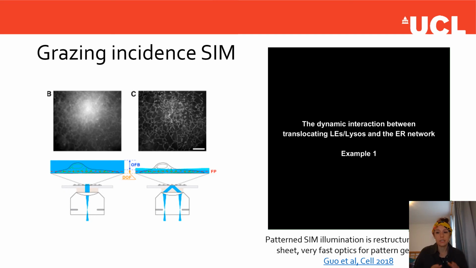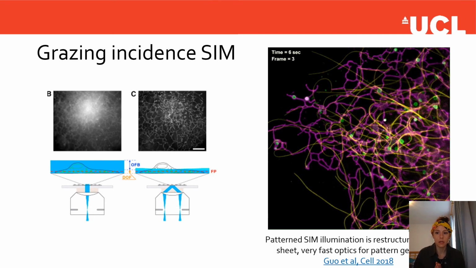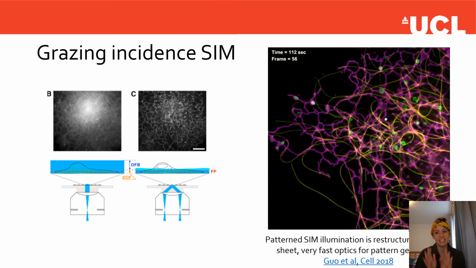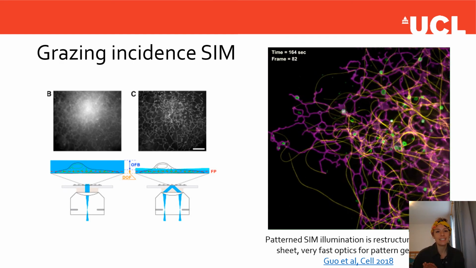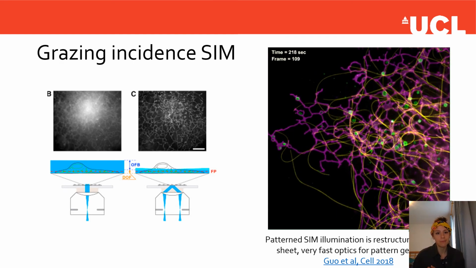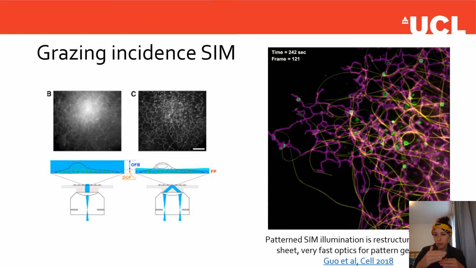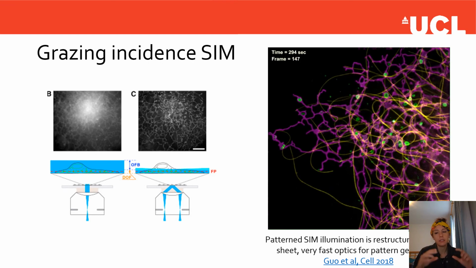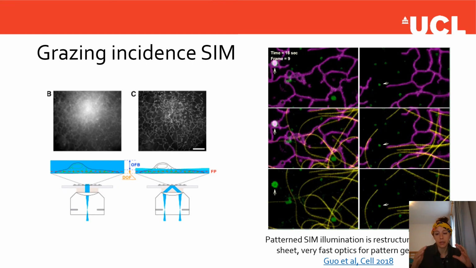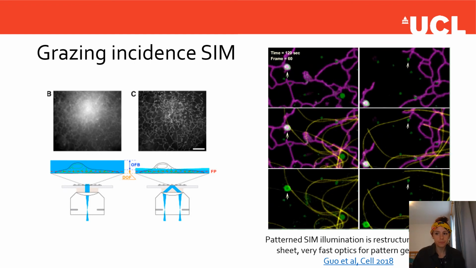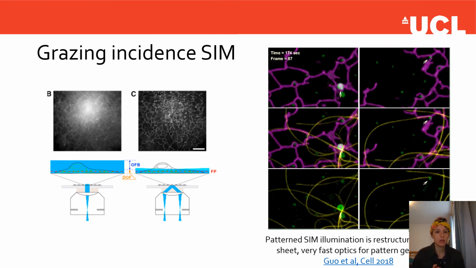So SIM has a lot of other developments hardware-wise as well, and this is just an example that I'm using because I think the data is so beautiful. This is a technique called grazing incident SIM, which, again, in normal SIM, you'd put your light sheet into your sample, but you'd still get out of focus fluorescence, and you'd get photo damage throughout the column of light as your beam's going through your sample.